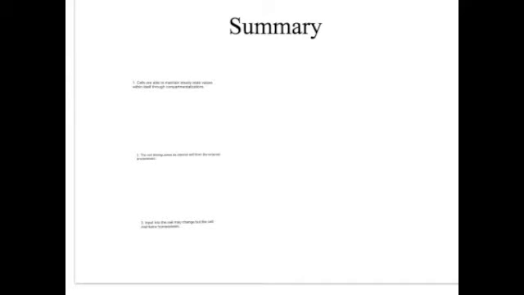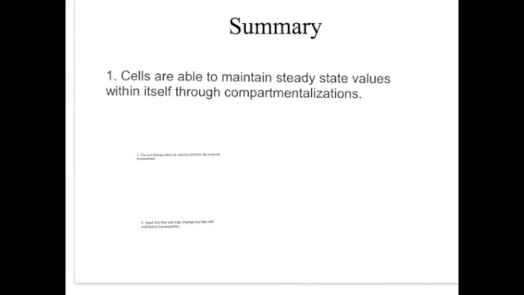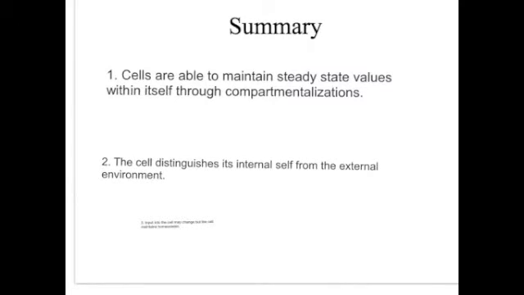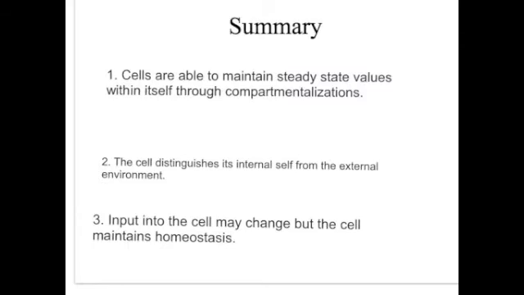So, to sum everything up, cells are able to maintain steady state values within themselves through compartmentalization. The cell distinguishes its internal self from the external environment. An input into the cell may change, but the cell maintains homeostasis.